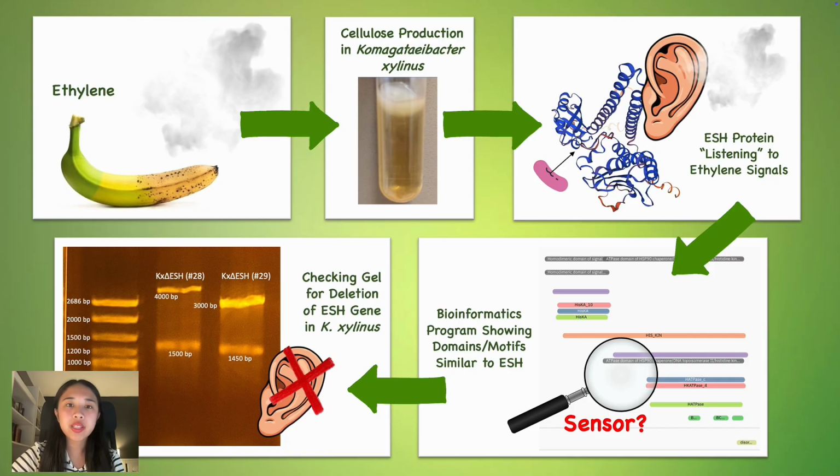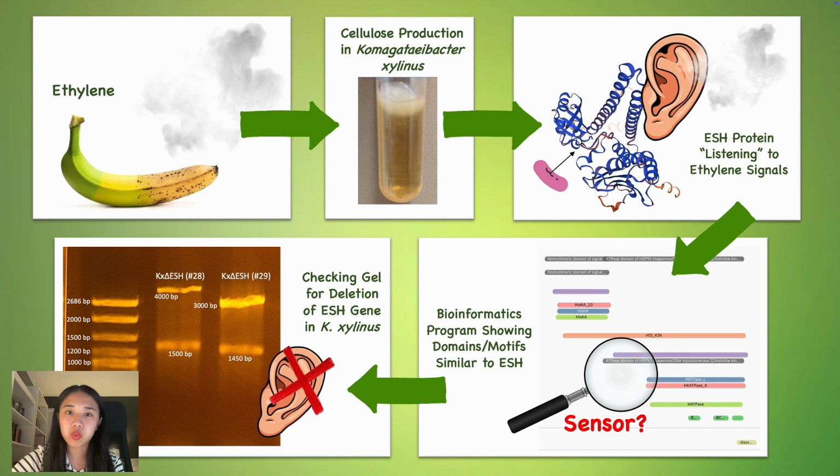To pinpoint what exactly ESH does, I used two main approaches. The first method was bioinformatics. With the help of computer tools, I was able to compare the ESH protein sequence to other known proteins. Results showed that ESH is very similar to histidine kinases, which are proteins involved in signal detection and response, implying that ESH plays an integral role in signaling pathways. I also found that ESH is located in the cytoplasm, which makes sense, seeing as how ethylene is a gas and can easily diffuse into the cell.